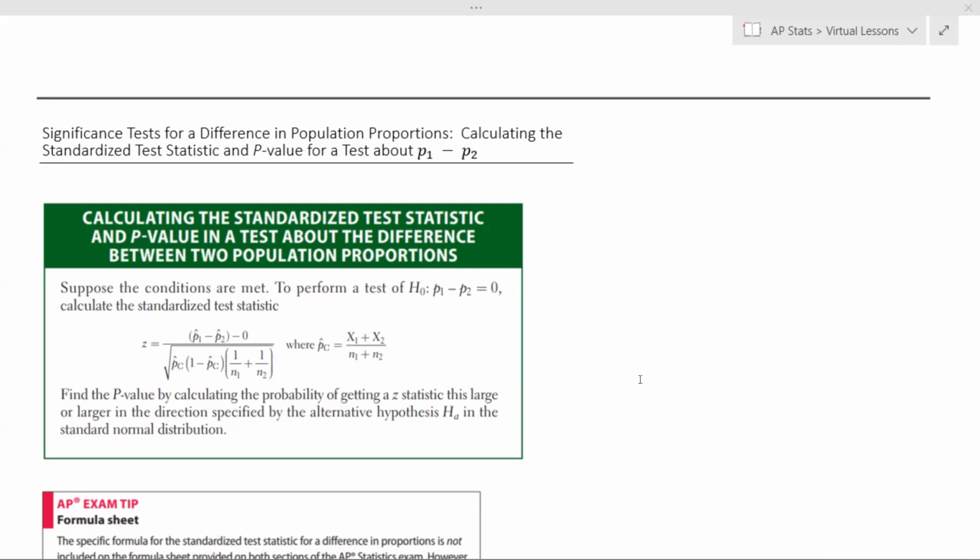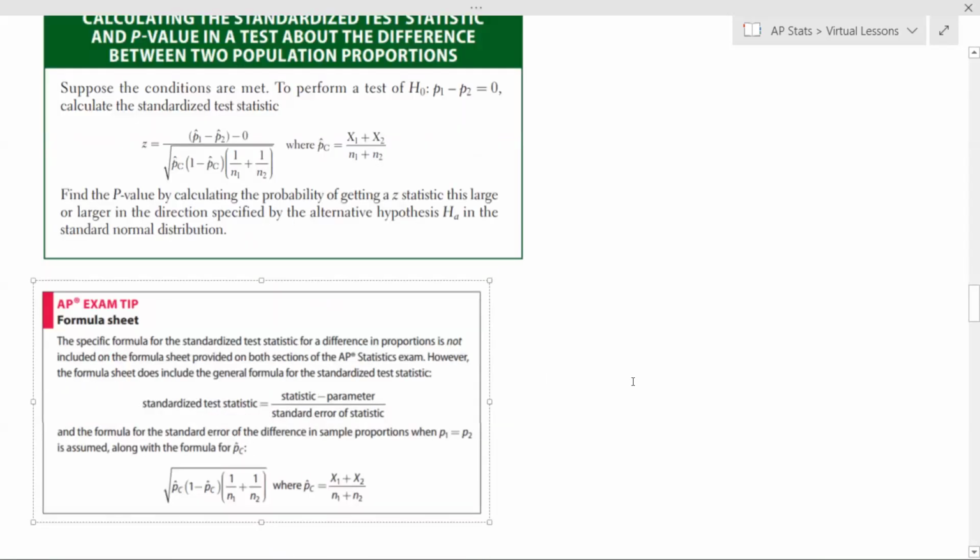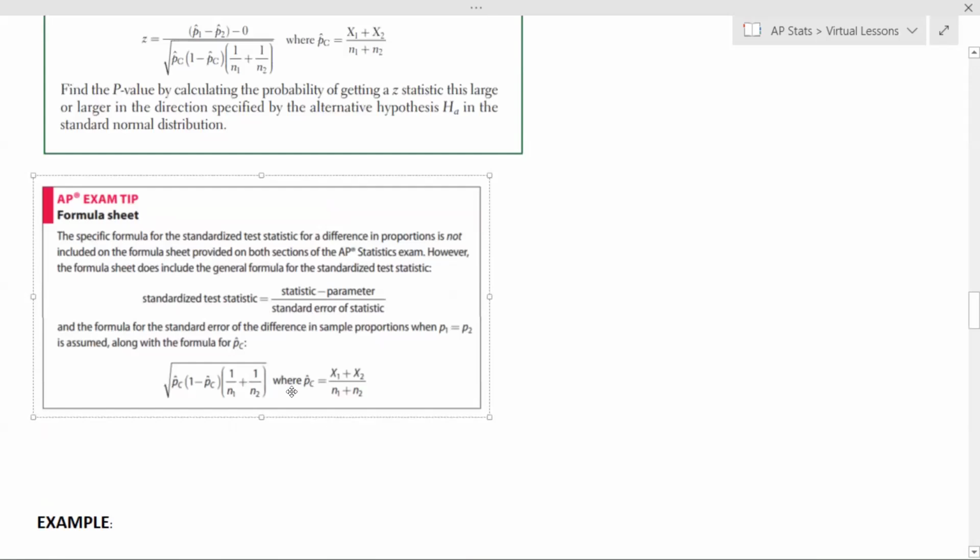Now, again, the specific formula for the standardized test statistic for a difference in population proportions is not going to be included on the formula sheet. However, the general formula and the standard error of the difference in a sample proportion are going to be on the AP exam formula sheet. So while they won't tell you which formula to use exactly, the formulas will be there, and you have to know how to use and when to use each one.